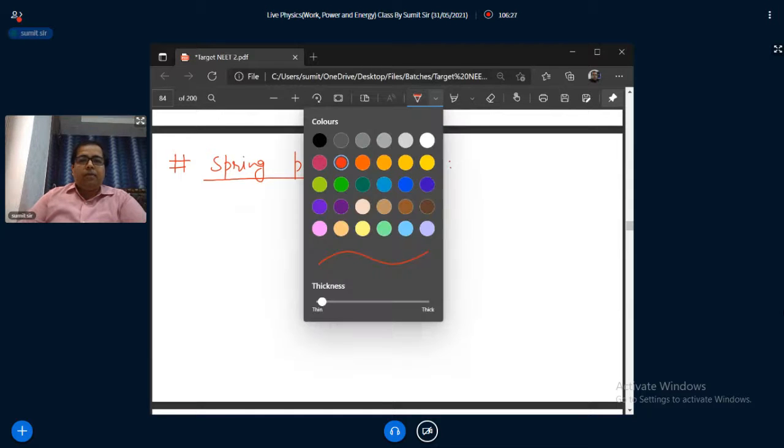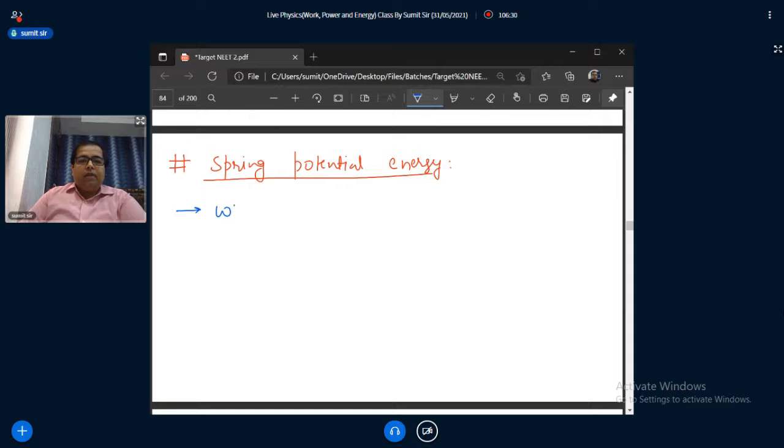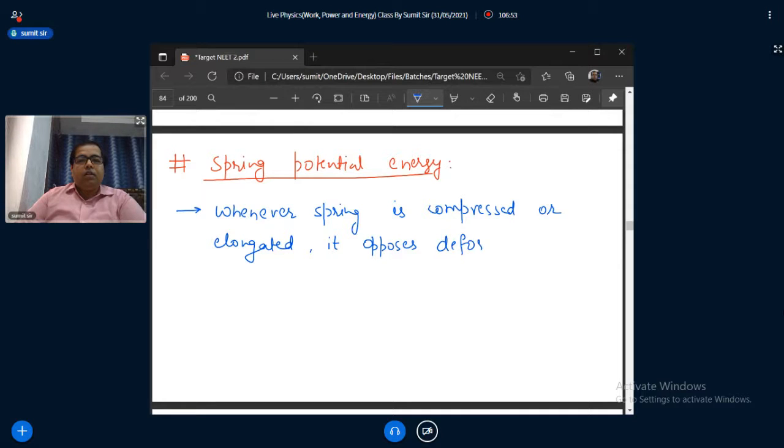So, whenever a spring is compressed or elongated, it opposes deformation by applying a restoring force. Okay.